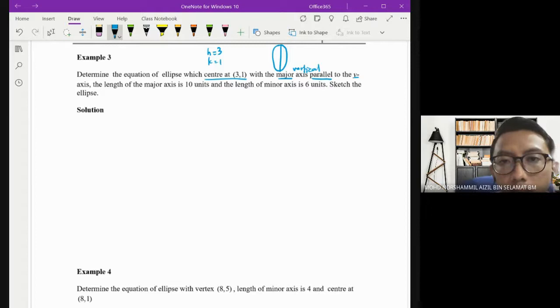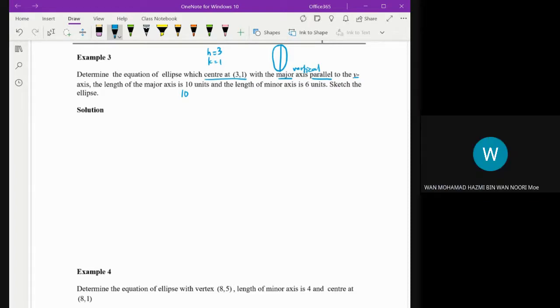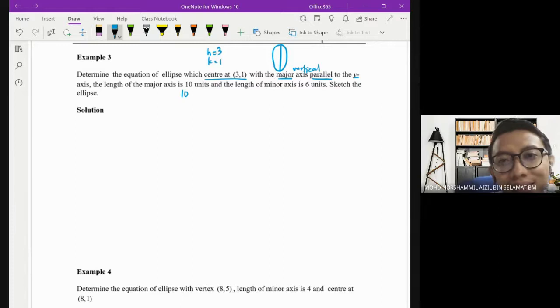The length of the major axis is 10. Maksudnya apa? 10 ni sama dengan apa guys? A, Sir. Alright. Major axis already vertical.